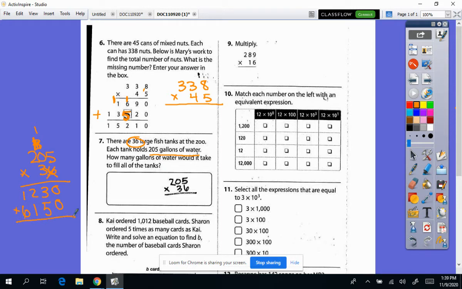And from here, I can add my partial products. 0 plus 0 is 0. 5 plus 3 is 8. 2 plus 1 is 3. And 6 plus 1 is 7. So we get 7,380 gallons of water.